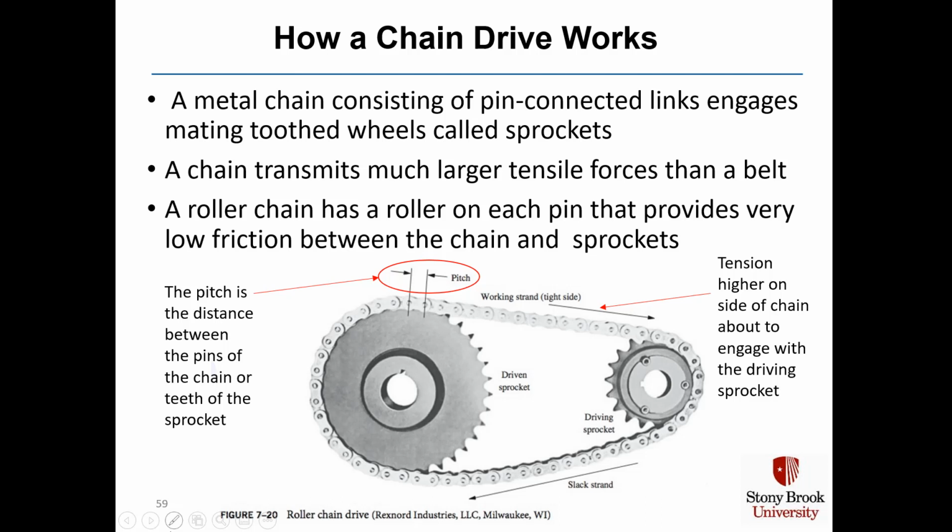In a chain drive, a metal chain consisting of pin-connected links engages mating tooth wheels, which are called sprockets. And a chain transmits much larger tensile forces than a belt. A roller chain has a roller on each pin that provides very low friction between the chain and the sprockets. The pitch is the distance between the two pins of the chain or the teeth of the sprocket. The tension is higher on the side of the chain about to engage with the driving sprocket, known as the tight side. The slack side is the opposite side of the chain.